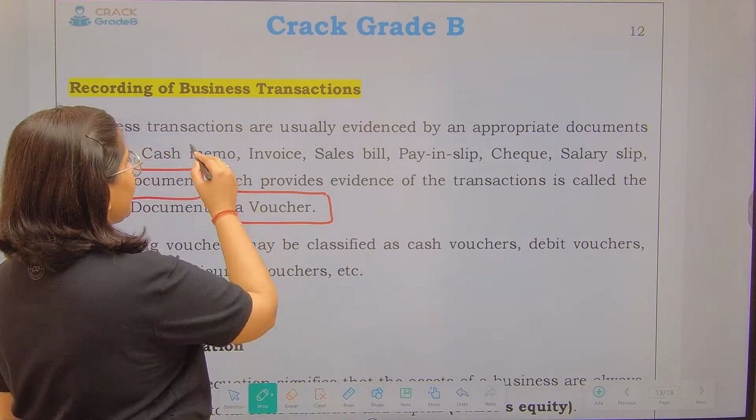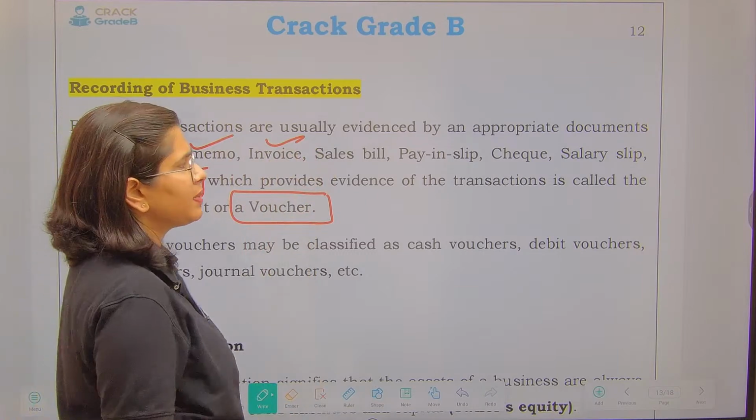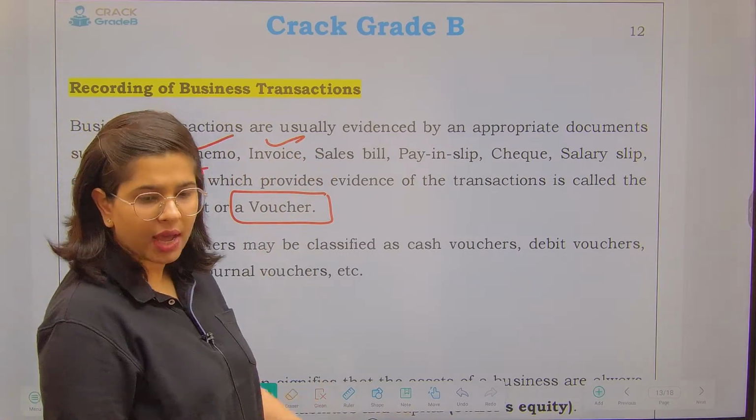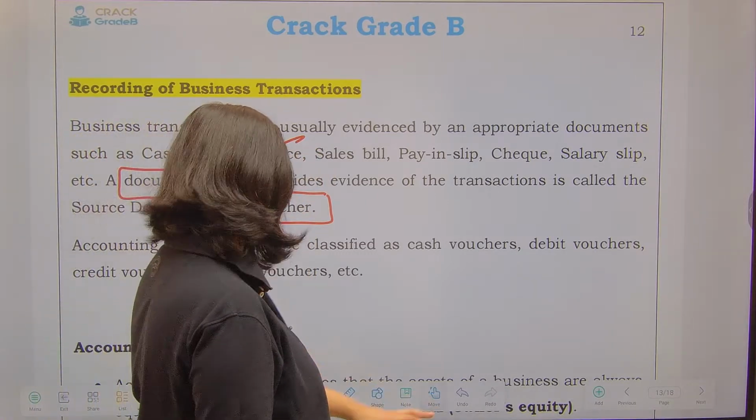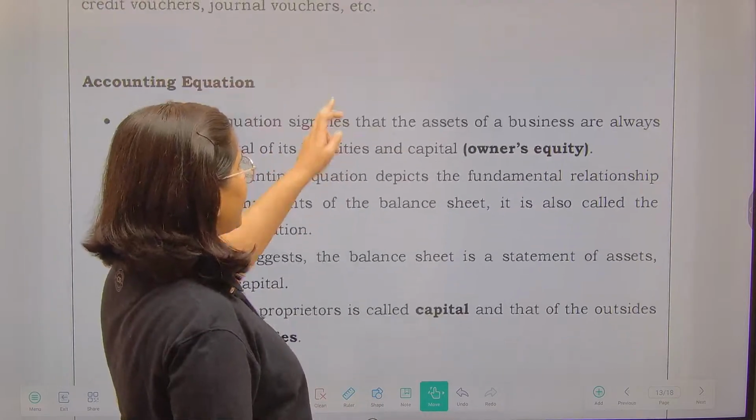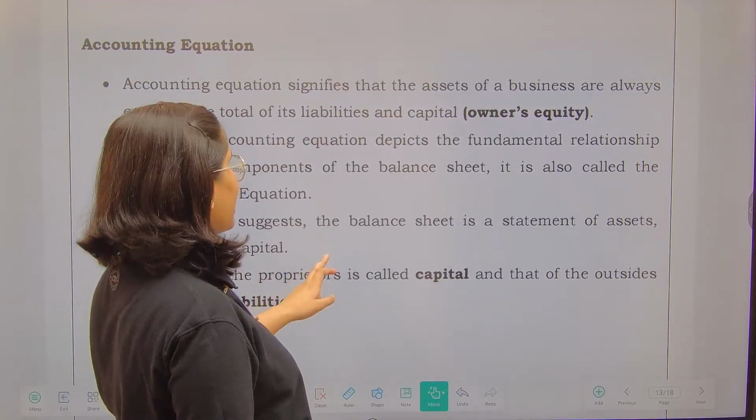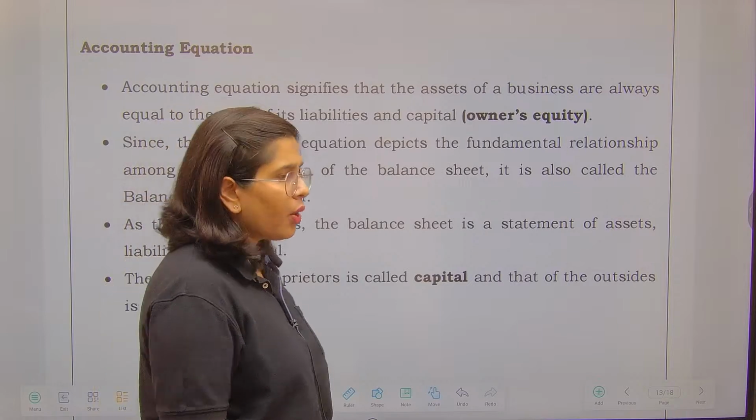What evidences do we attach? Cash memo, invoice, sales bills, pay-in slip, cheque, etc. These are all our evidences, right? The next concept that we should talk about is called the accounting equation. Accounting equation.